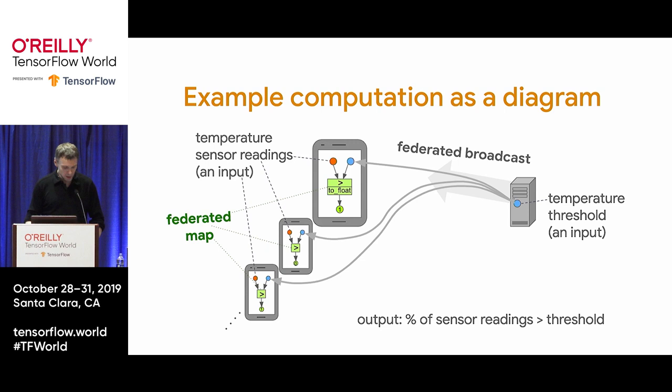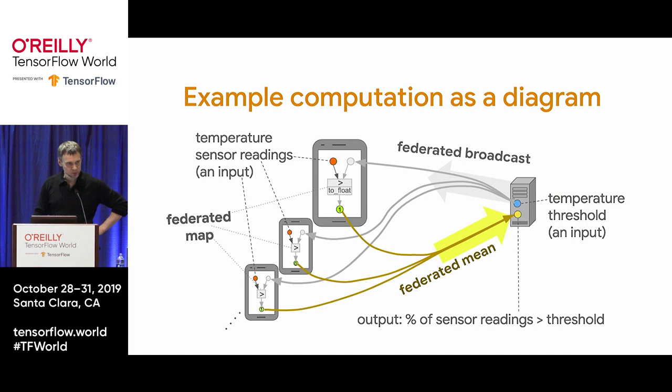And so you can think of this as, like a map step in MapReduce. And we provide a federated map operator for those kinds of things as well. And finally, what emerges is a federated float composed of ones and zeros, which you can feed as an input to the federated mean operator and produce the final ratio on the server. So that's it. That's the whole program in diagram form.